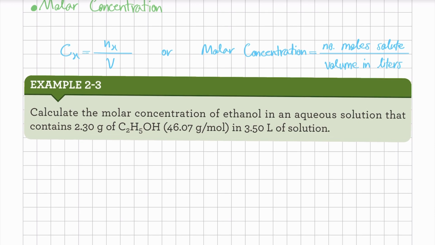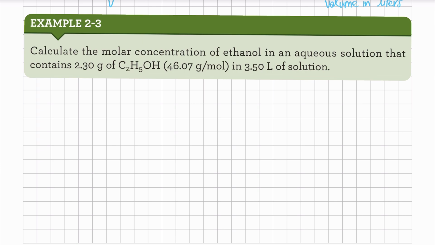Now, let's find the definition of molar concentration. Molar concentration, which is shown by C index X, or Cx, equals Nx divided by V. But what are Nx and V here? Nx refers to the number of moles of solute, and V refers to volume in liters. I guess the definition is really simple, so let's jump to the first question. It says, calculate the molar concentration of ethanol in an aqueous solution that contains 2.3 grams of C2H5OH in 3.5 liters of solution. Let's go.